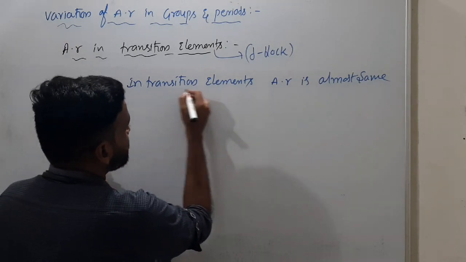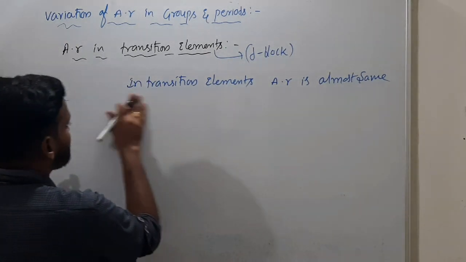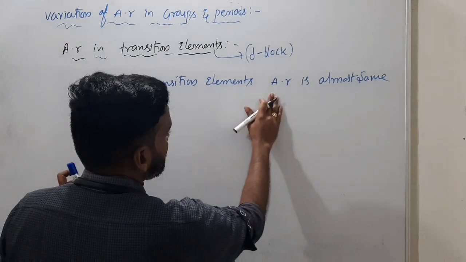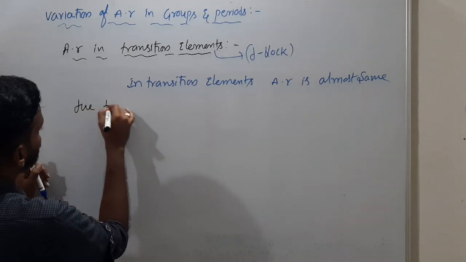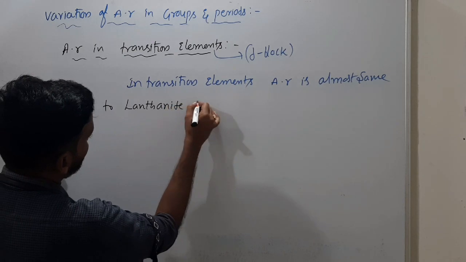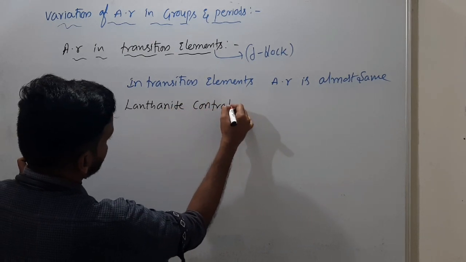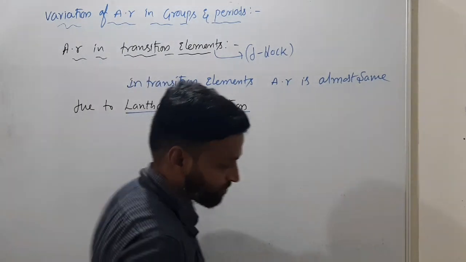So that's why transition elements have similar properties, I told you. Do you remember? That is the reason here. In transition elements, atomic radius is almost the same. That is due to one concept, that is lanthanide contraction. This is the most important thing for us today.